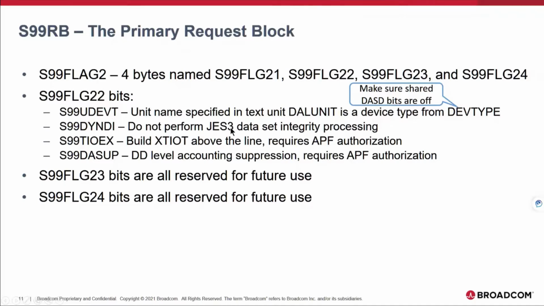We have here, do not perform JES3 dataset integrity processing. I would not recommend doing that. JES3 is not really obsolete. There are people that have JES3, but it's very uncommon. And then finally, we've got these other two here. This DD level accounting suppression is something special that we normally don't use. Both of these flags, building the extended ENQ above the line, both require APF authorization, so you would typically not be dealing with those.